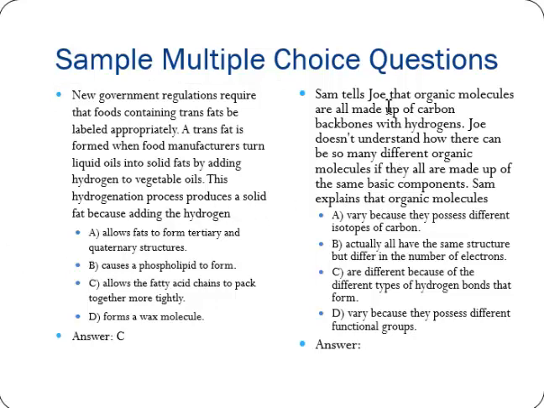Let's take a look at the next question. By the way, when I'm doing these, what you can do if you like, I think I would recommend it actually, is to pause it and see if you know the answers, and then you can turn it back on and see about my explanation. Sam tells Joe that organic molecules are made out of carbon backbones with hydrogens. Okay. Joe doesn't understand how there can be so many different organic molecules if they're all made up of the same basic components. Sam explains that organic molecules, okay, so we're looking for something here different from organic than inorganic.